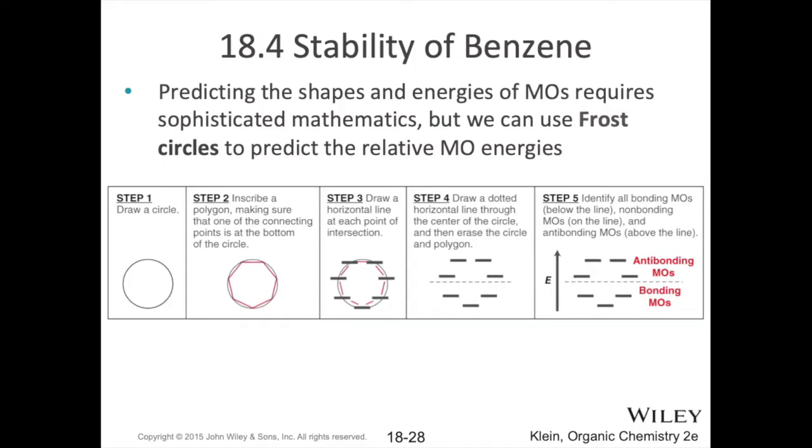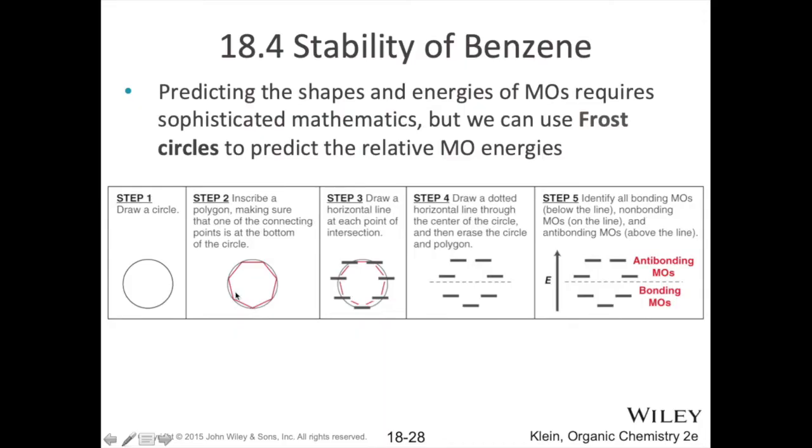Due to the symmetry of the molecule, it's a great way of keeping track of which orbitals are degenerate. You want to set one point of your molecule touching the bottom, because you're going to have one orbital where everything overlaps perfectly, where all of your p orbitals are in the same phase. That's going to be your lowest energy orbital, so you always put that point at the bottom of your circle.